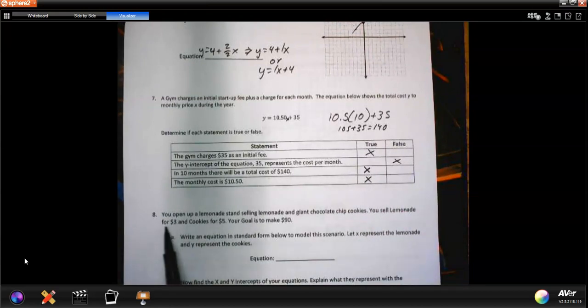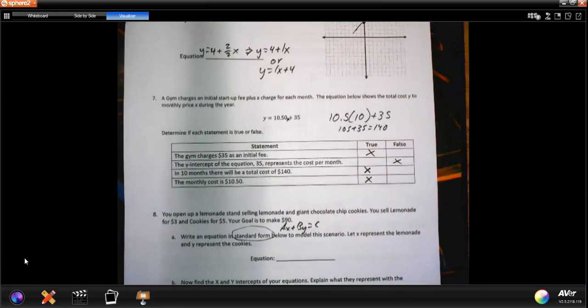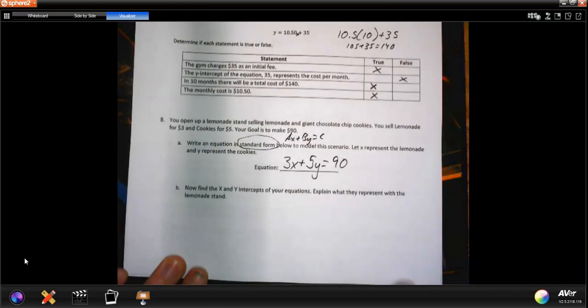Okay. You open up a lemonade stand selling lemonade and giant chocolate chip cookies. You sell the lemonade for $3 and the cookie for $5. Your goal is to make $90. Write an equation in standard form, AX plus BY equals C, to model this scenario. Well, $3 for the lemonade, $5 for the cookies, for $90 total dollars. Okay, that's nice. Now find the x and y intercepts of your equation.